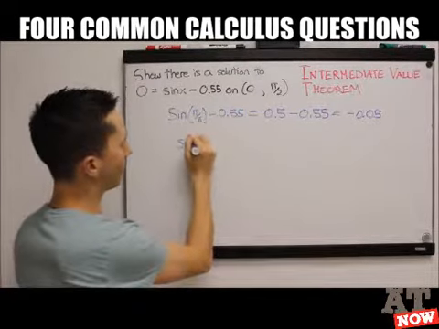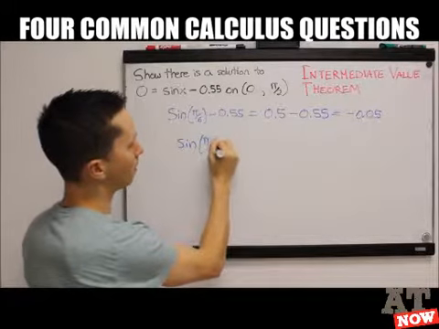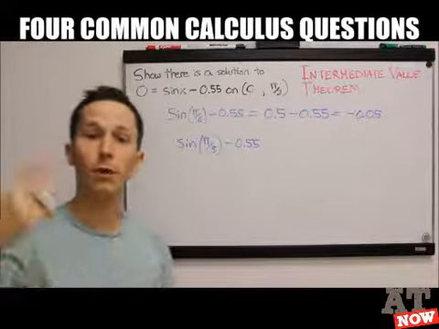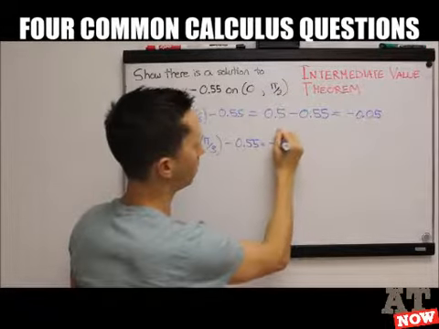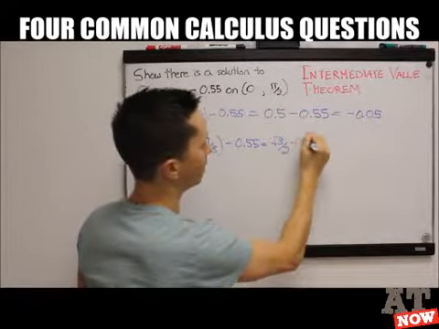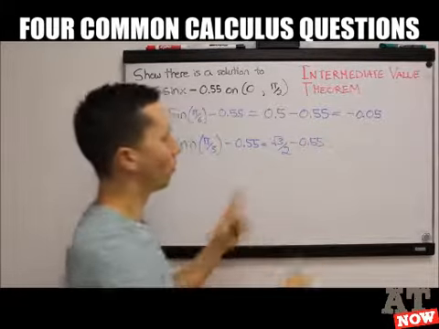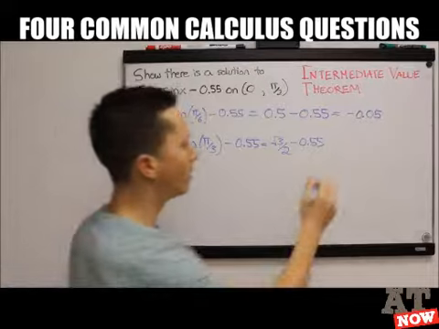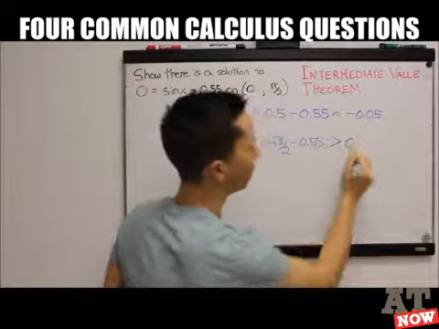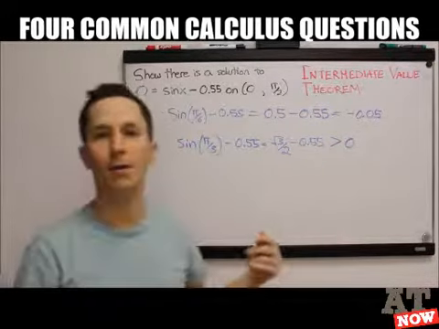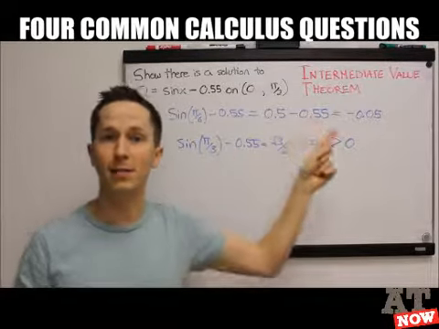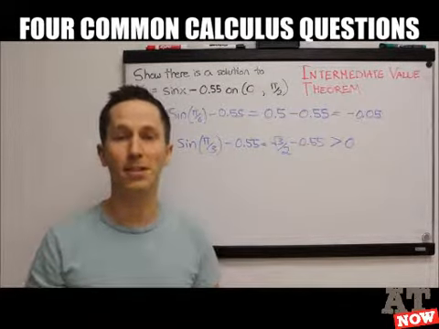Well, let's take sine of pi over 3 minus 0.55. Sine of pi over 3 is root 3 over 2 minus 0.55. I don't know root 3 over 2 completely off the top of my head, but it's higher than 0.8, I know. So I know this is greater than 0. And therefore, by the intermediate value theorem, I've shown one spot where it's positive, one spot where it's negative, and it's continuous over this interval, so there must be at least one solution.